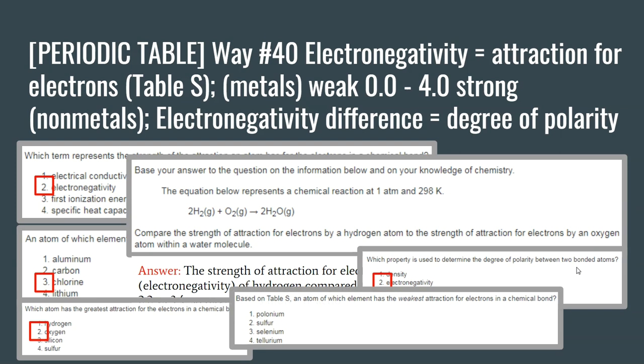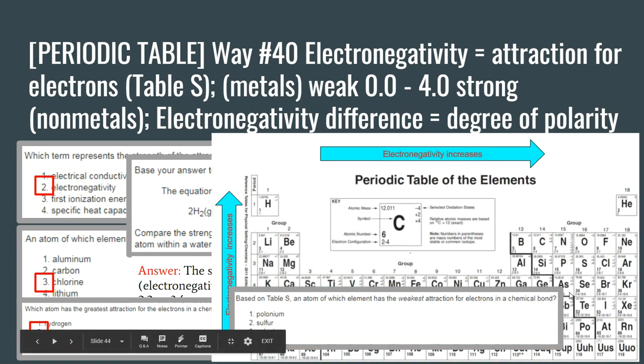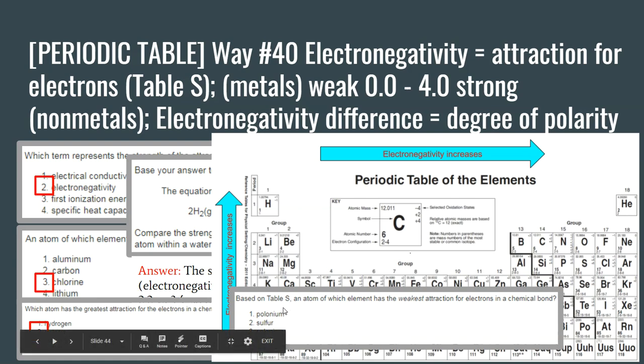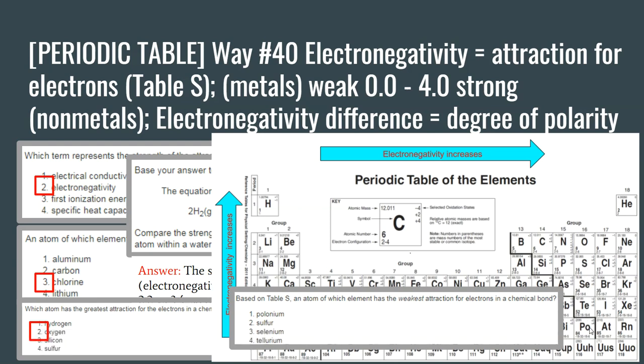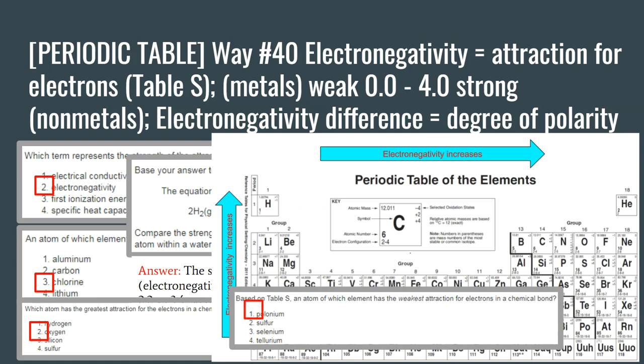Based on table S, an atom of which element has the weakest attraction for electrons in a chemical bond? I'll hold this chart up, so that you can use it to answer this question. Conveniently, all these answer choices are in the same group: sulfur, selenium, tellurium, and polonium. And as we go down a group, electronegativity decreases, so it just so happens that polonium will have the weakest attraction for electrons. As a result, the answer is polonium, answer choice 1.